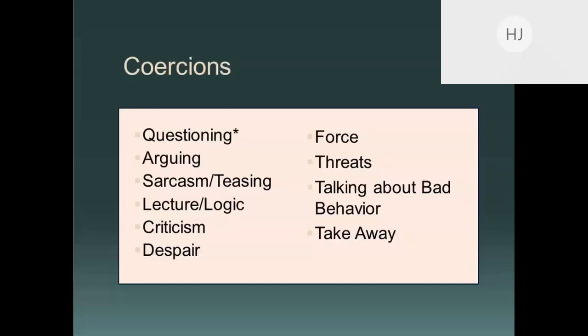How are you going to deal with those sorts of things? Maybe take them to the office and have them talk about what's going on before you take that observational data. That can be a proactive approach to not leading into this sort of coercion.